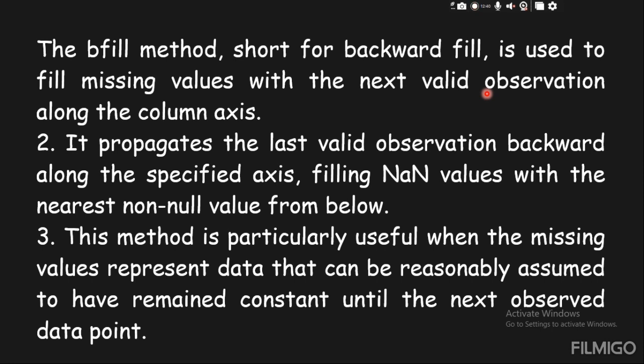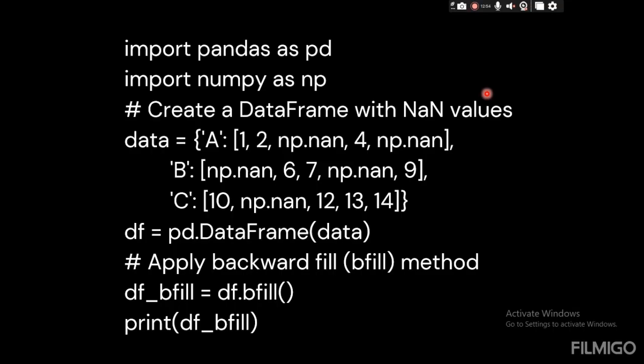This method is used with an assumption, and that assumption is that the missing element is reasonably very close and similar to its next valid observation. So here is the same example but with a modification, and that modification is using the bfill method with this data frame object called df. Now let's see its output.